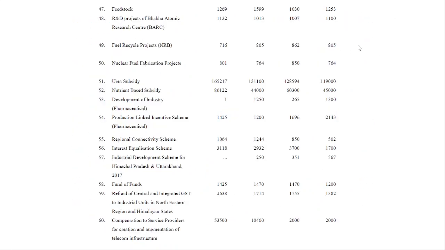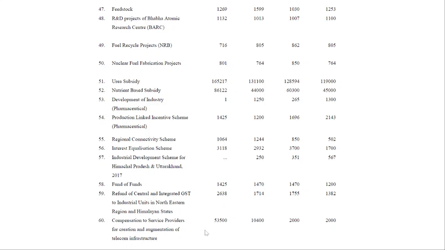Try to remember that. Manrega has got very huge allocation, and urea subsidy also has 1 lakh 19,000. Remember this. And nutrient based subsidy is 45,000. This is also huge. So this is what they've been talking about, right? They're saying that the subsidy bill is becoming higher day by day. Now subsidies are good for the farmers, but it is a huge amount being spent by the government, right?